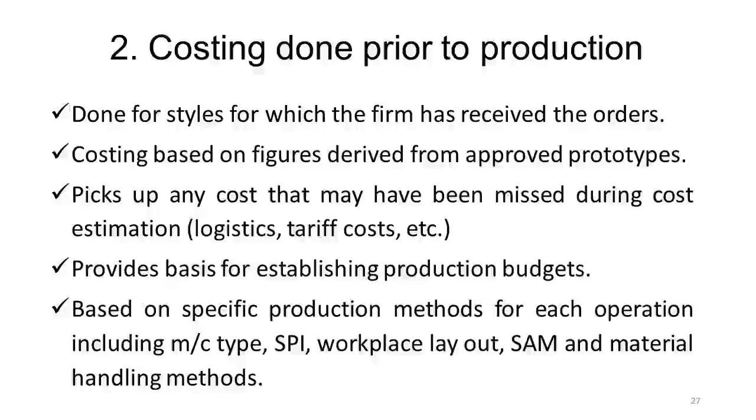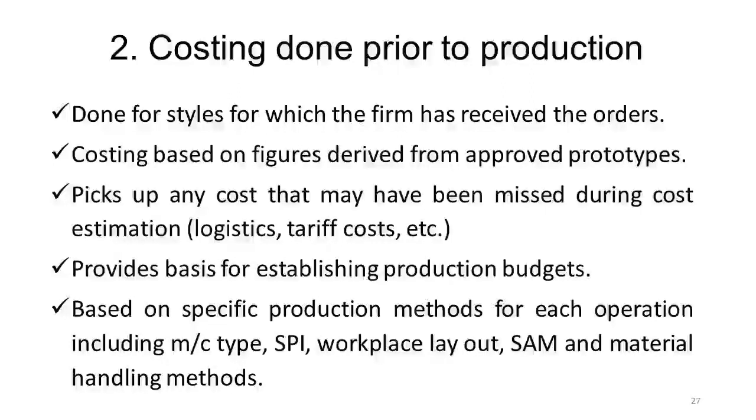Now, the costing that you are doing now will be the basis for establishing production budgets. So if you have taken the cost of stitching as 25 rupees, you're not going to give 25 rupees to the production people. You're going to give somewhere around 17-18 rupees. 7 rupees is still going to be a surplus.